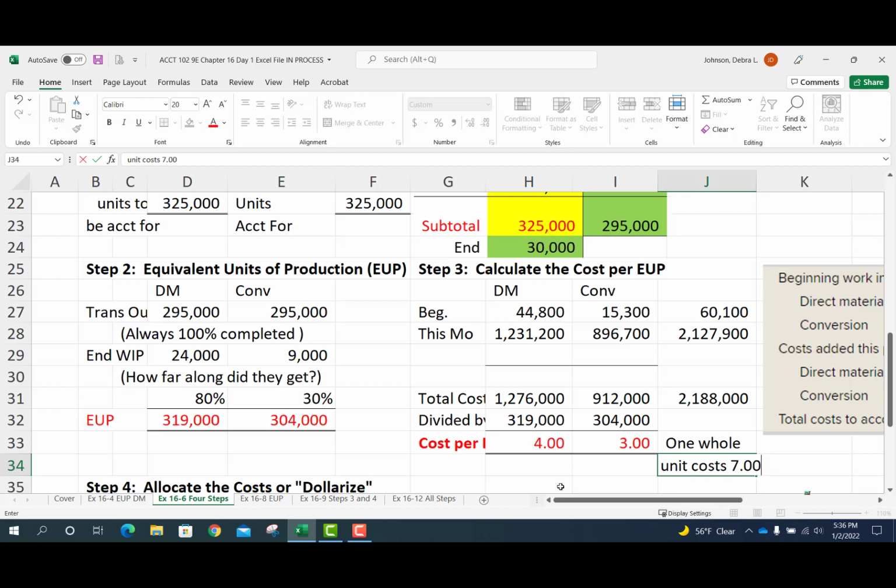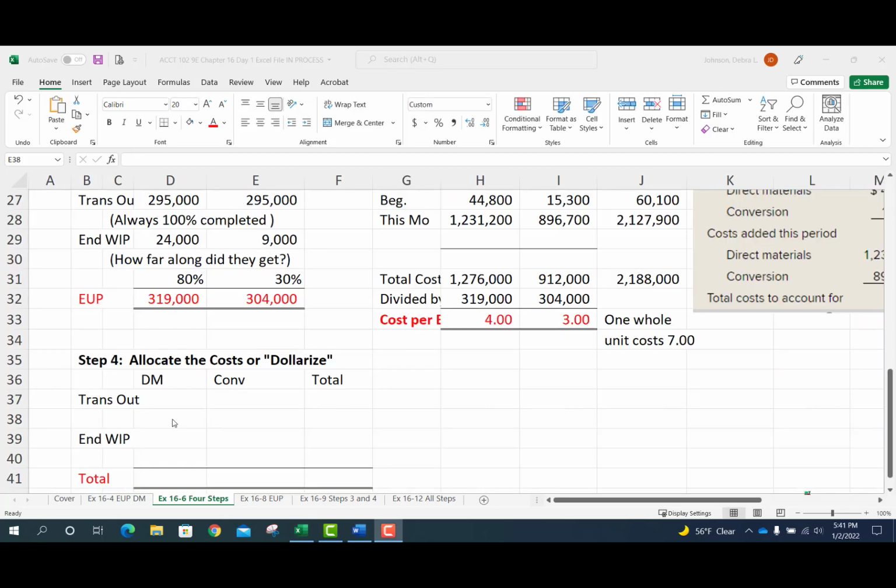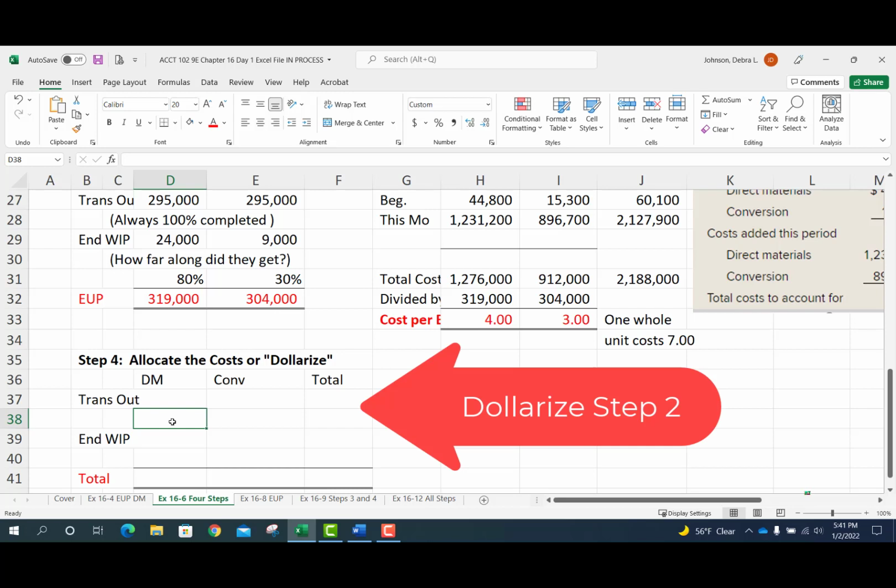Those costs will be used to finish off our calculation in step number 4. So maybe pause the video, take a look at the first 3 steps, and if you have any questions, make sure you get those questions answered. Last step, step 4, we're going to dollarize step 2.